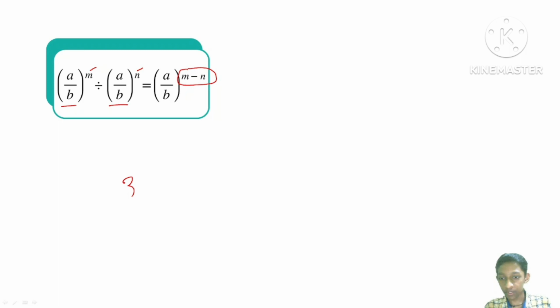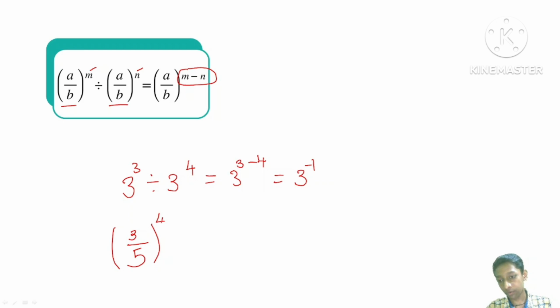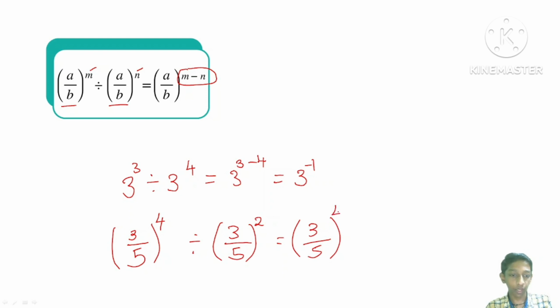Let's take an example. 3 raised to the power of 3 divided by 3 raised to the power of 4. This we can write as 3 raised to the power of 3 minus 4, which is equal to 3 raised to the power of minus 1. Let's take another example as a fraction. 3 by 5 raised to the power of 4 divided by 3 by 5 raised to the power of 2. This is equal to 3 by 5 whole raised to the power of 4 minus 2, which is equal to 3 by 5 raised to the power of 2.